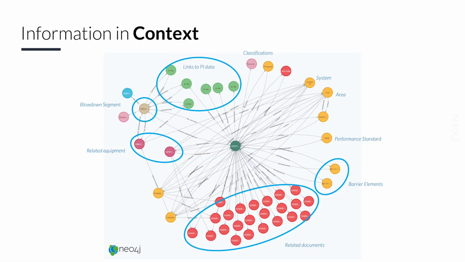Here's an example of a pressure safety transmitter. Here we can see that it's got links to PI data. It's got links to classifications, such as the fact that it's a transmitter. It's a pressure instrument, and it's also got a type of resource number. Then going round, we see it's part of a system, it's located in an area, it's related to a performance standard, it's part of barrier elements, it has documents related to it, it's linked to other equipment, and it's part of a blowdown segment. And then in the top left we have again the PI data, the sensor data.